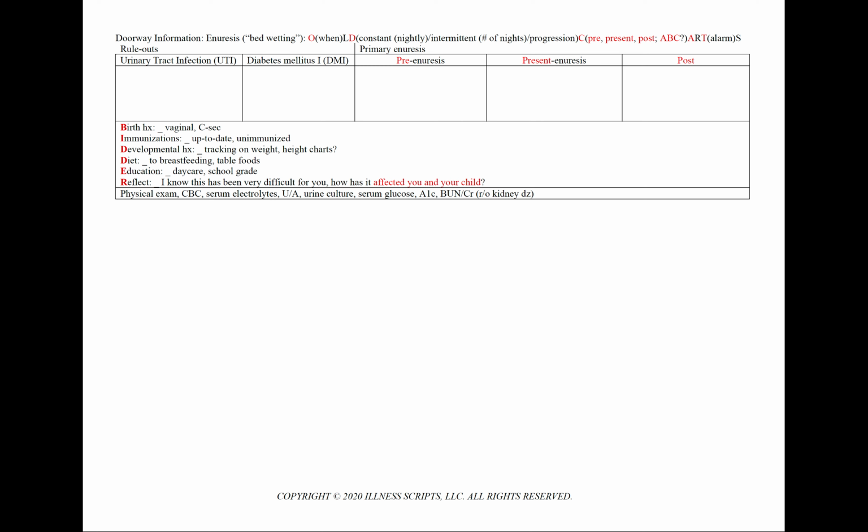In all pediatric patients, instead of a physical exam, we're going to use our mnemonic BITTER to remind us to ask about the birth history, immunizations, developmental history, diet, education, and to reflect with the parent.